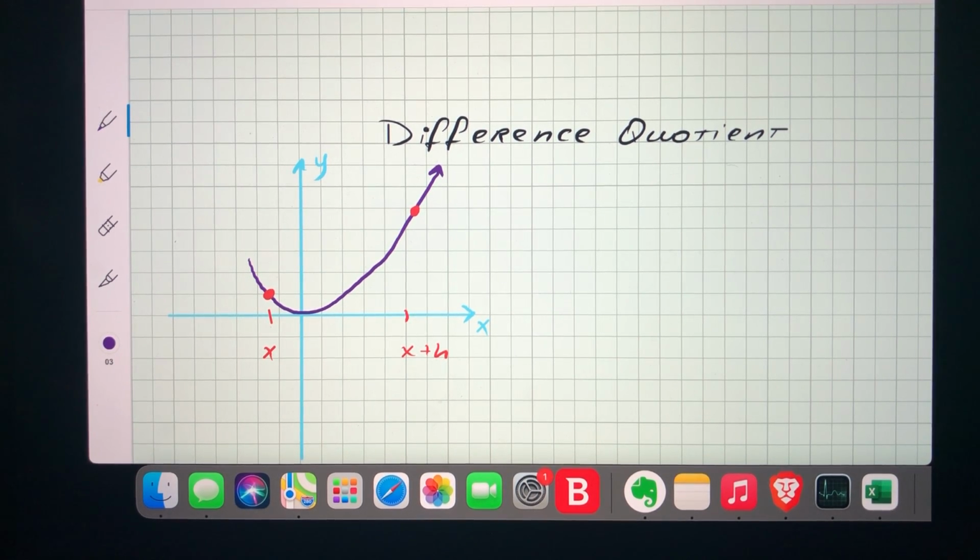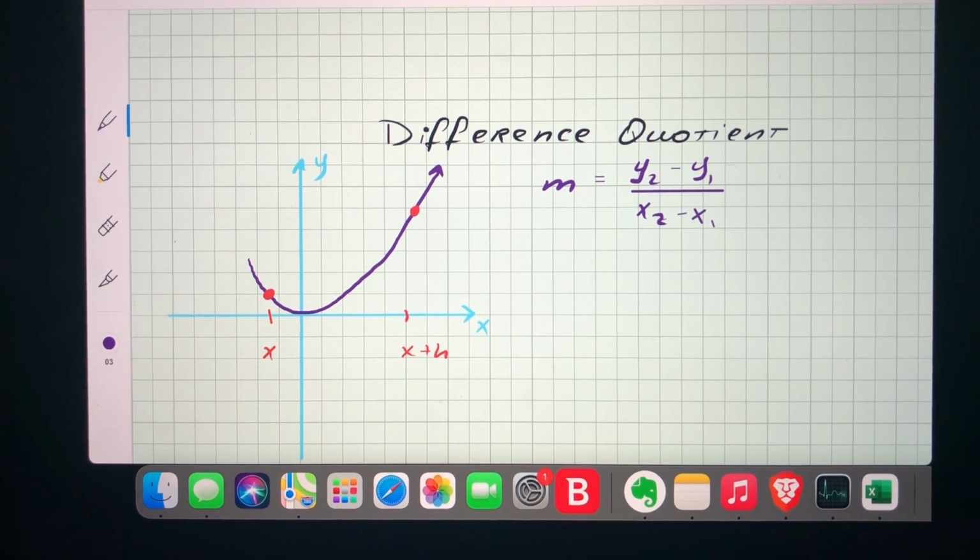Hello, in this video let's talk about the difference quotient. So here is the graph of some function, and the difference quotient is nothing but the slope formula with different labels. So if you recall, the slope between any 2 points is m, which is equal to y2 minus y1 divided by x2 minus x1.